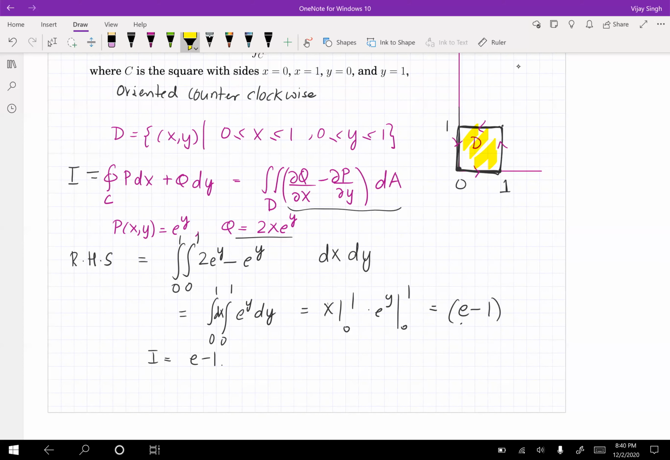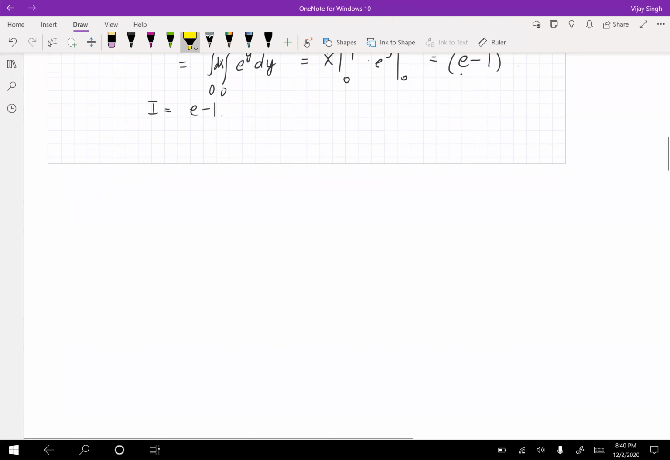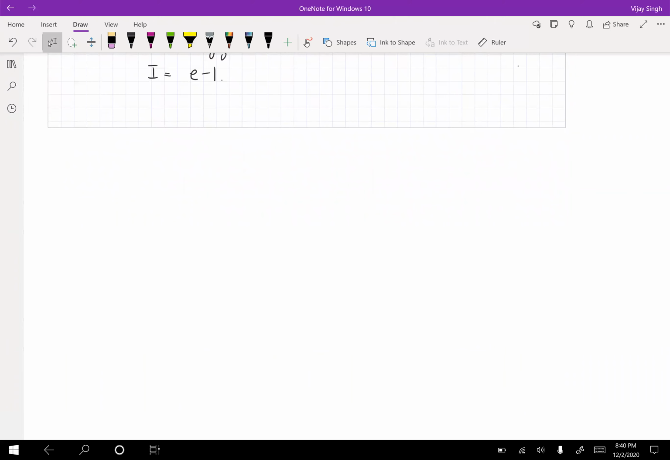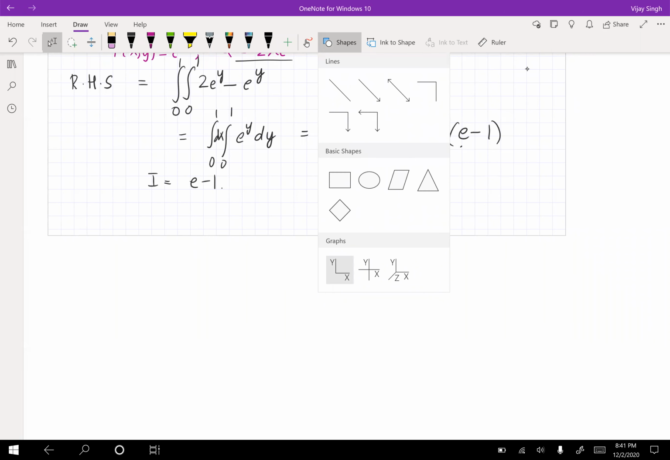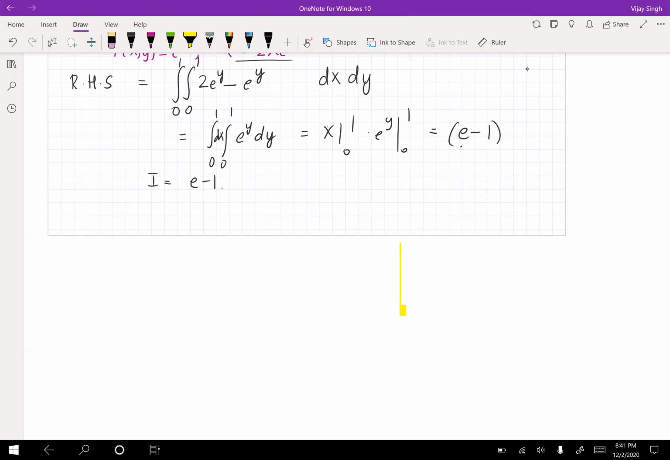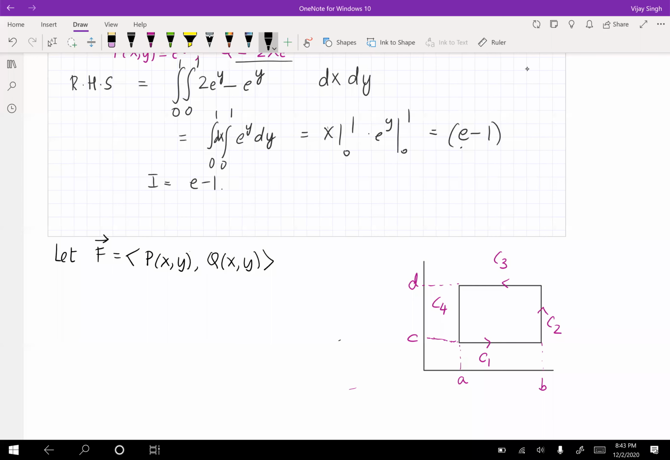So it would be a reasonable thing to see a proof of this. So let's see the proof of it over a rectangle. So let's take a rectangle. Without loss of generality, we'll try to prove it on a rectangle first.